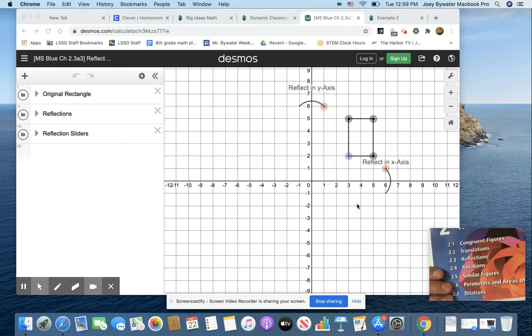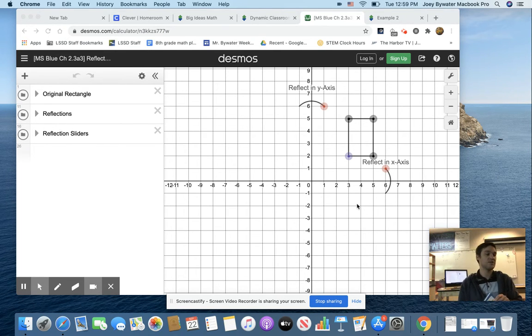We're doing 2.3 reflections. So we already did a translation, which is just a shift or a slide. Now we do reflections. And if you've ever looked in a mirror, then you've already seen what a reflection is like. So there are two kinds of reflections that we're used to seeing. And that is if it goes over the y-axis, otherwise known as a horizontal reflection, and then also a reflection in the x-axis, or a vertical reflection.